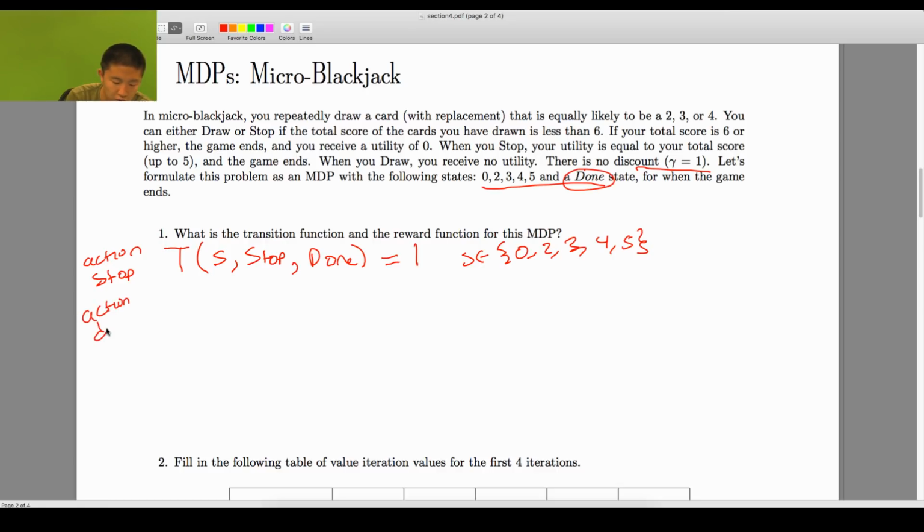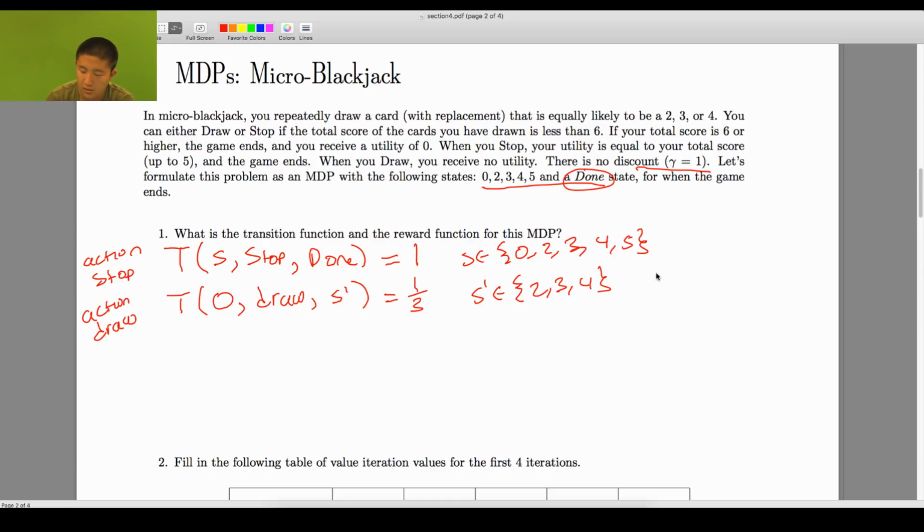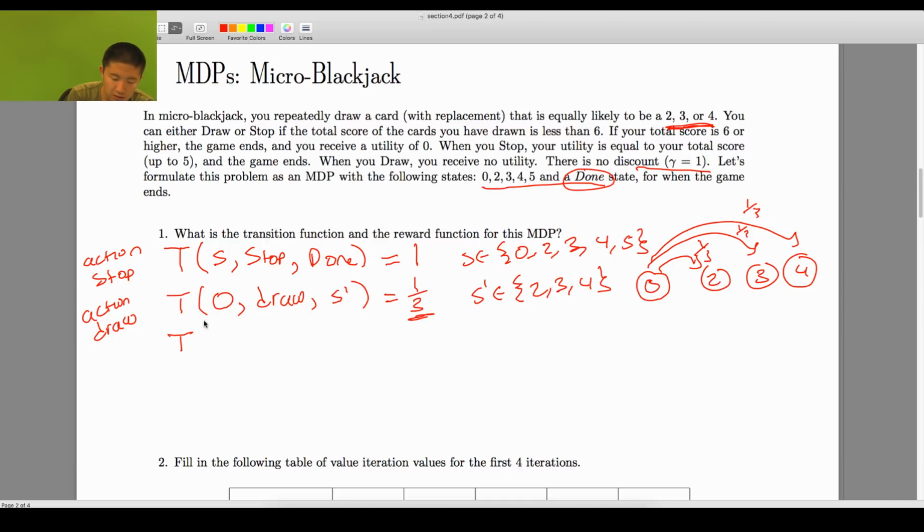Now for the action draw, which has inherent randomness, so we need to consider more values and combinations. We can start with state 0: if we choose to draw, then T of s prime will be equal to 1/3, because we can go to the states 2, 3, and 4 with equal probability. You can draw a simple little graph here, where if you choose to draw in state 0, then you either draw a 2, 3, or 4. So you will transition to a total score of 2, 3, or 4, all with probability 1/3. If you choose to draw in state 1, you have a similar thing, where you can go to states 3, 4, or 5.